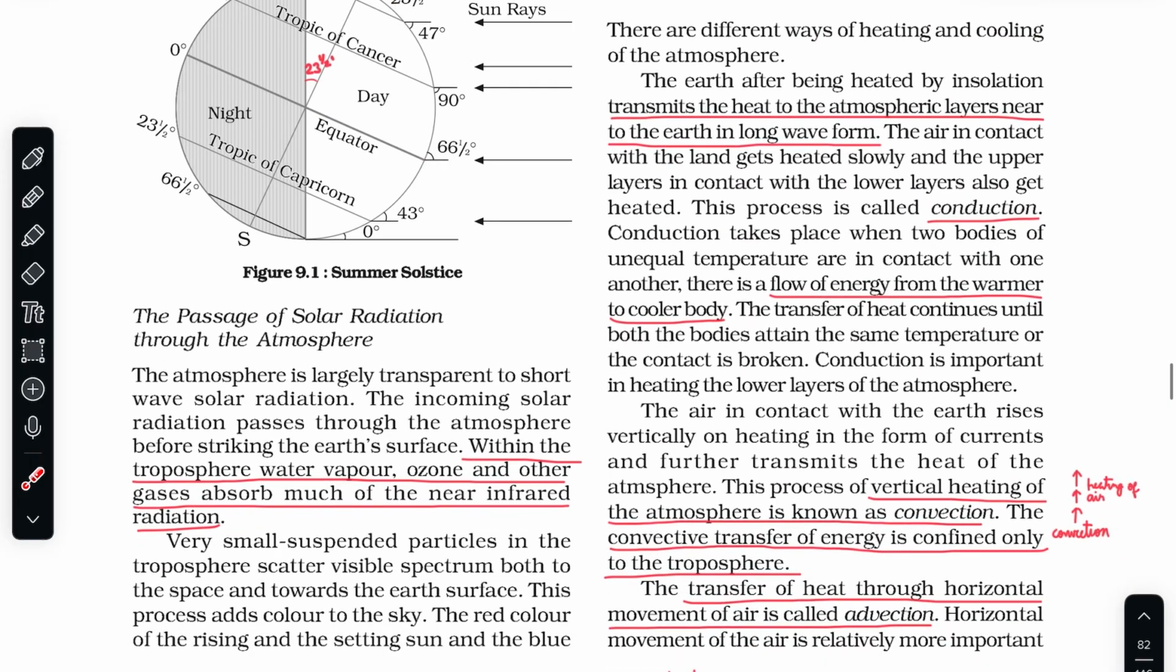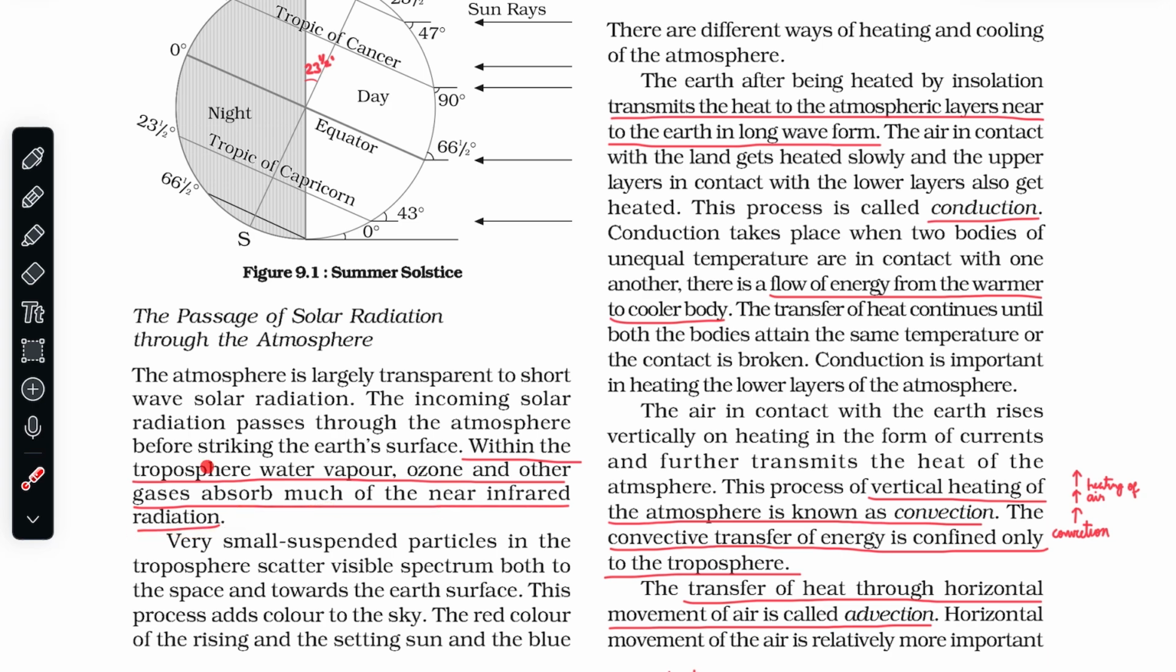Then, the passage of solar radiation through the atmosphere. The atmosphere is largely transparent to shortwave solar radiation. The incoming solar radiation passes through the atmosphere before striking the Earth's surface. Within the troposphere, water vapor, ozone, and other gases absorb much of the near infrared radiation.